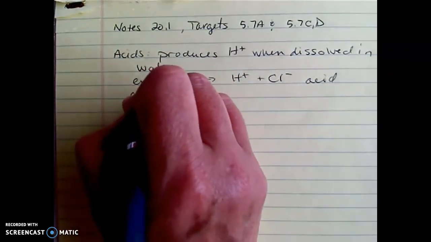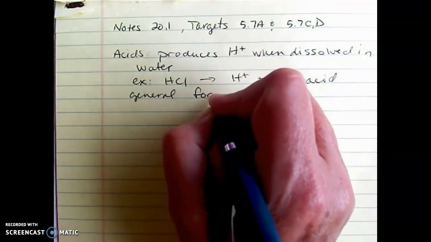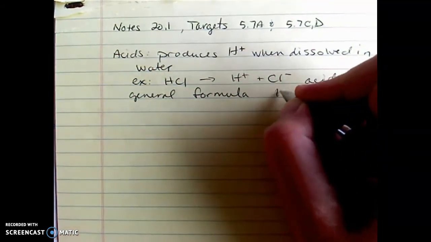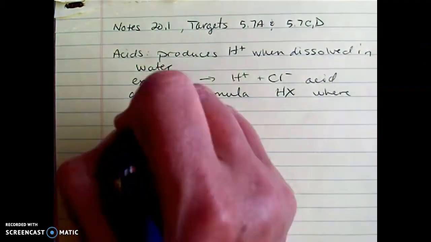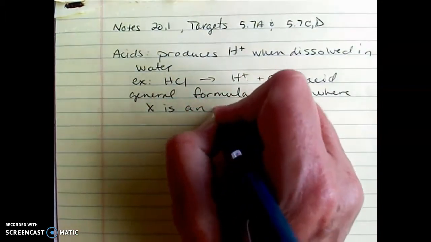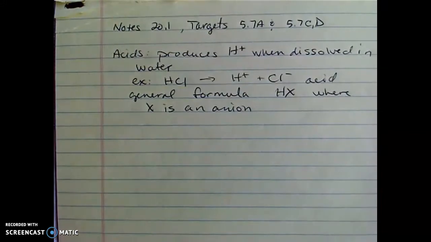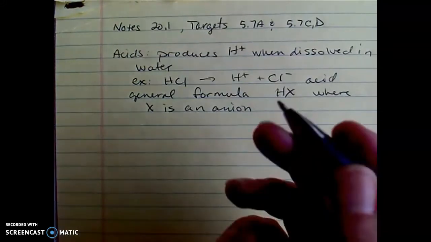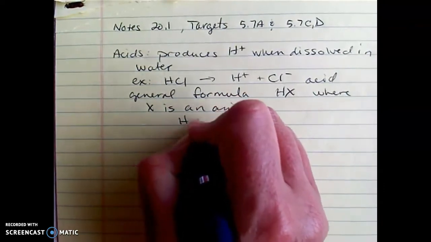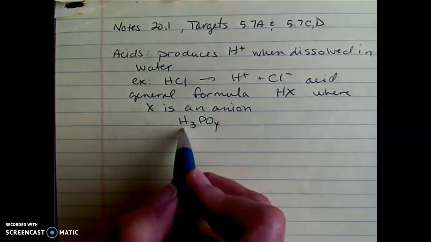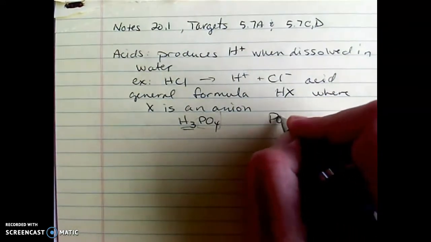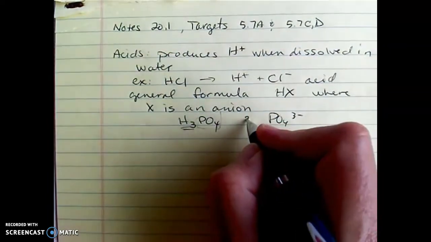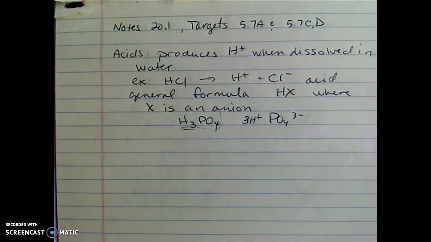A general formula for an acid is HX, where X is an anion, a negatively charged ion. It can be a little more complicated. You might have something like H3PO4. So there's your H's, and there's your anion. Your anion PO4 happens to have a 3- charge. That's why you need 3 H+ to balance that charge. So when you see a formula, it's pretty easy.